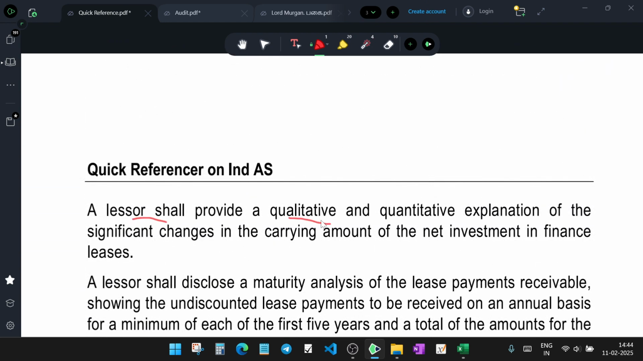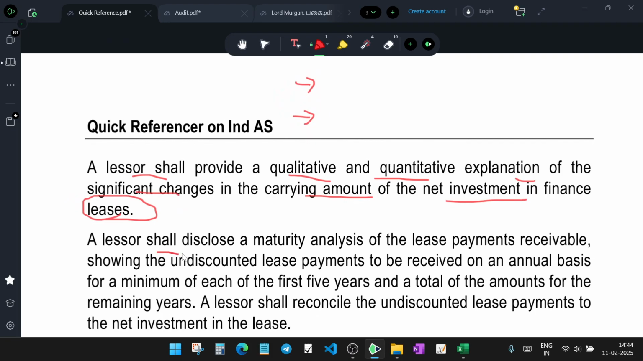Lessor shall provide a qualitative and quantitative explanation for significant changes in the carrying amount of the net investment in finance lease. In a financial lease, how many units I have leased and what is the current value of the lease, that has to be shown correctly. Lessor shall give it quantitative and qualitative.